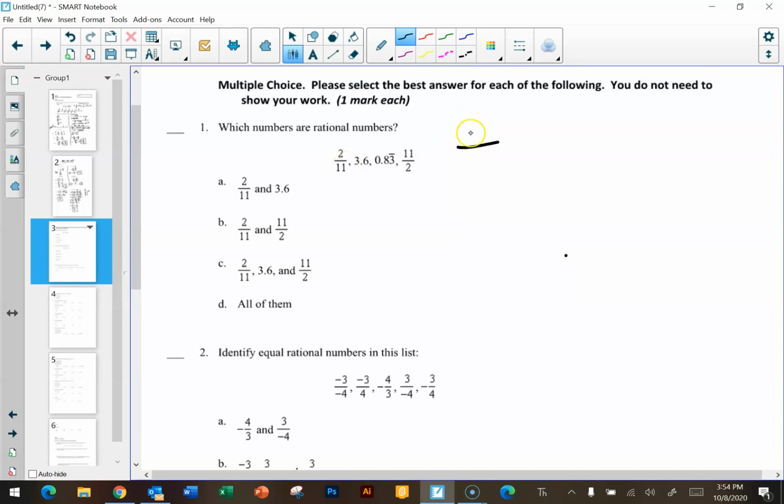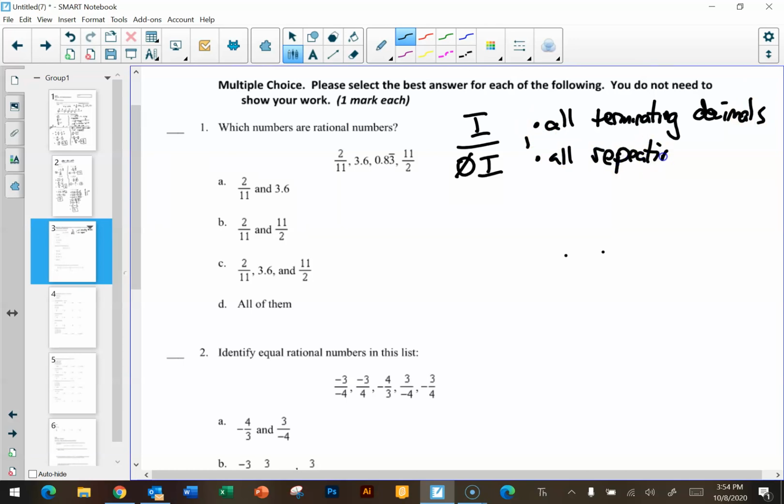We have to remember that a rational number can be written as a fraction with an integer in the numerator and a non-zero integer in the denominator. Non-zero in the denominator. It covers all terminating decimals, so decimals that end, and it covers all repeating decimals. That covers a lot of ground.